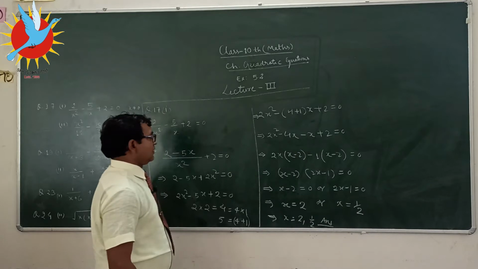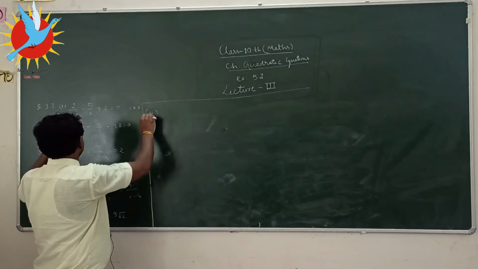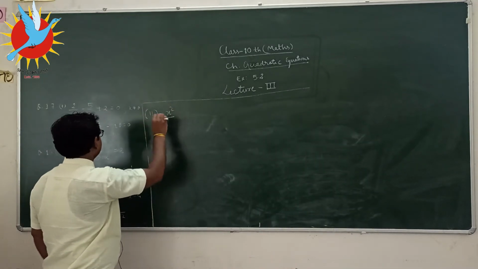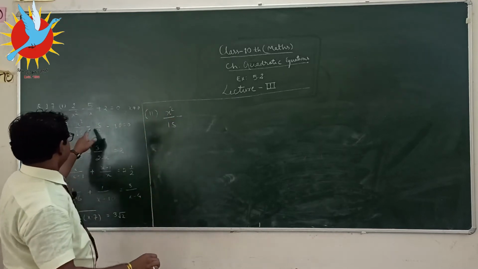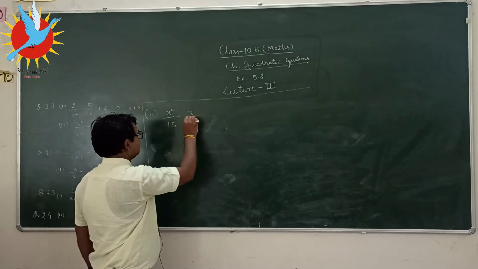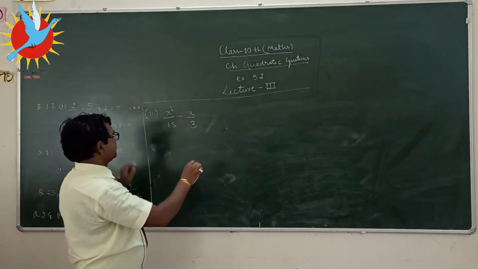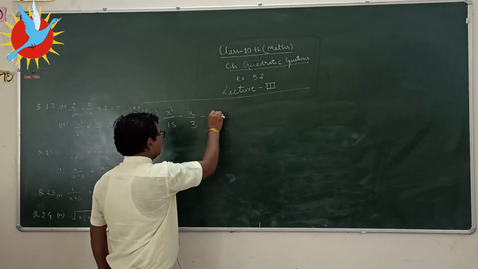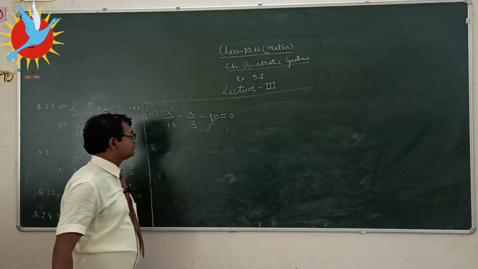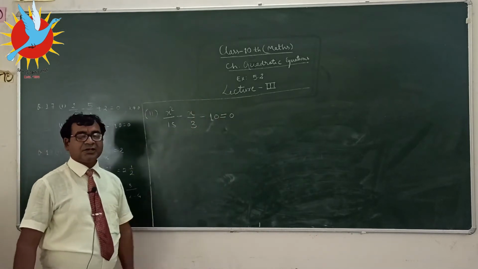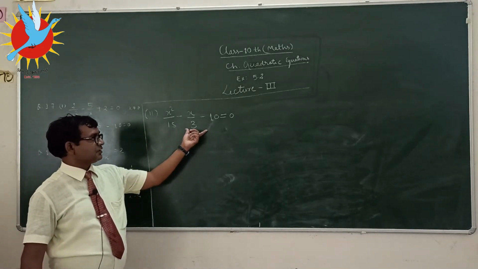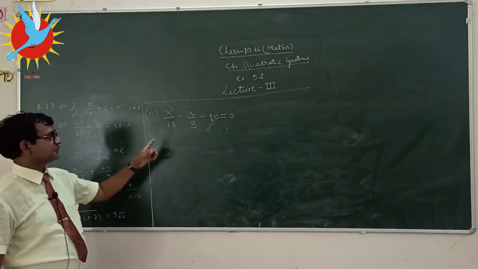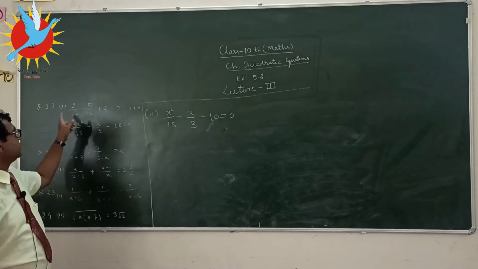Now the next part is x square upon 15 minus x by 3 minus 10 equal to 0. Then you have to convert this quadratic equation in the form of ax square plus bx plus c equal to 0 as we have done in the first part.